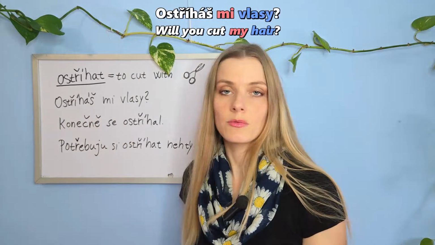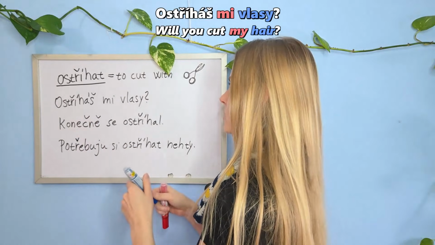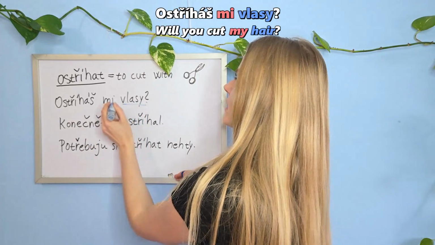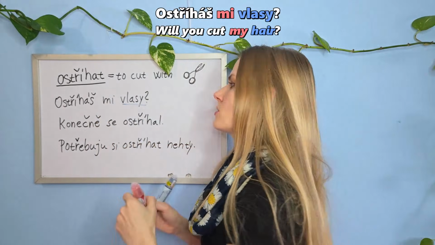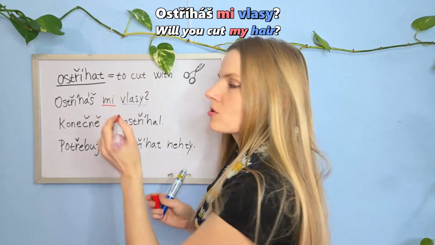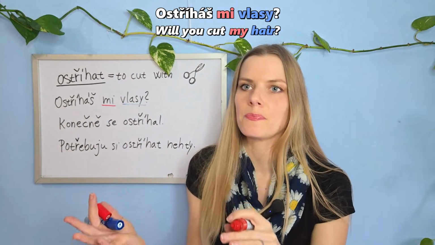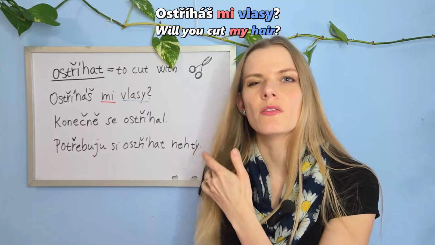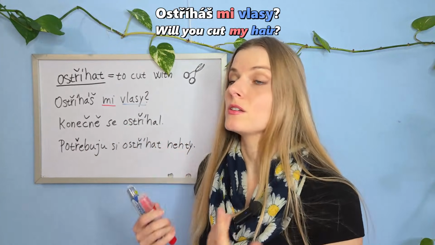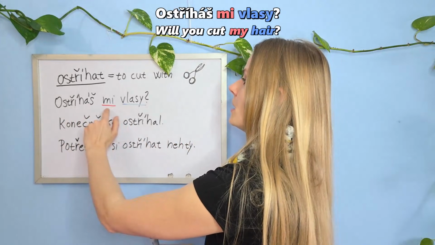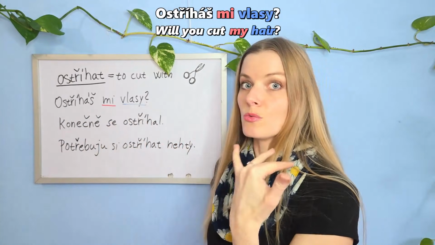Ostříháš mi vlasy? Will you cut my hair? Ostříháš mi vlasy? Here I added mi, but it's because I'm saying my hair. So it is dative, but it's not reflexive. It's not si. Mi is in the place of moje vlasy. Ostříháš moje vlasy is wrong. Ostříháš mi vlasy? Will you cut the hair to me?